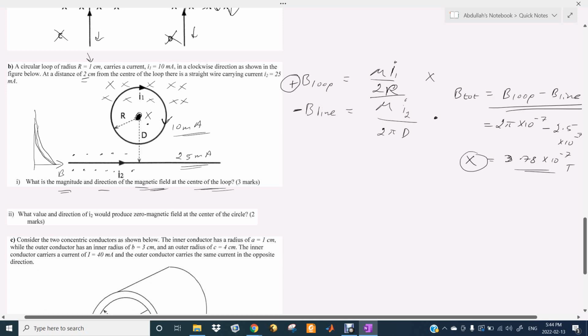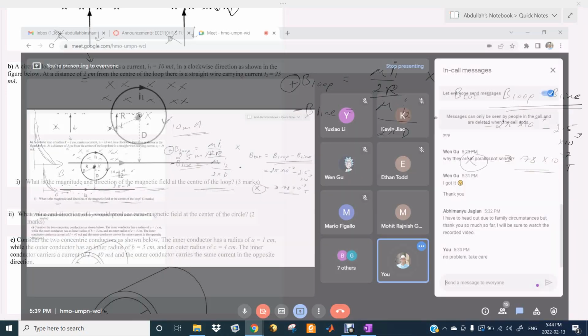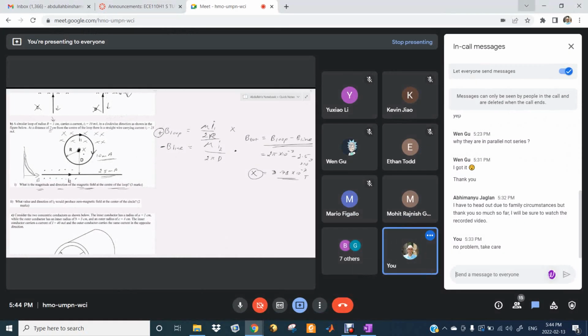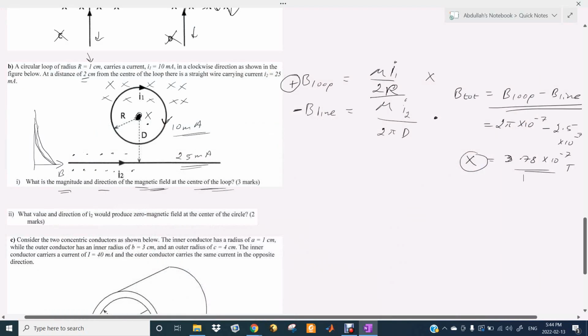So just define according to your convention and then write your answers according to your convention. Maybe somebody defines going into the page as negative, so their value will be negative. But it doesn't matter once you define the directions.